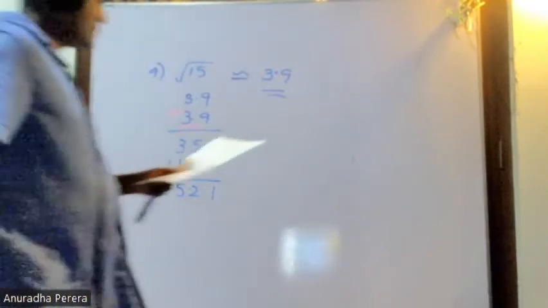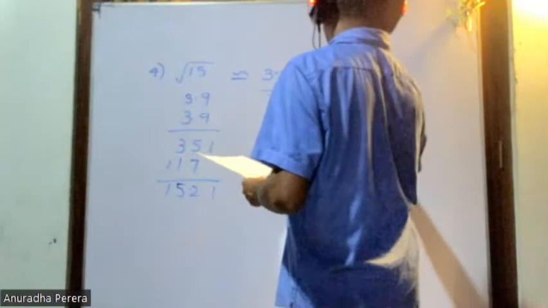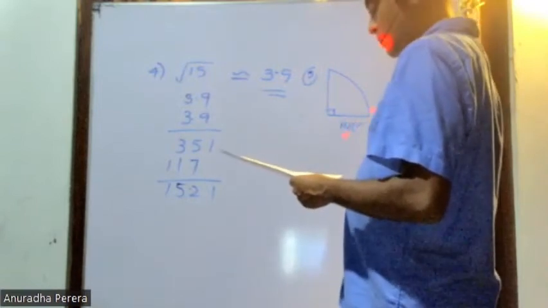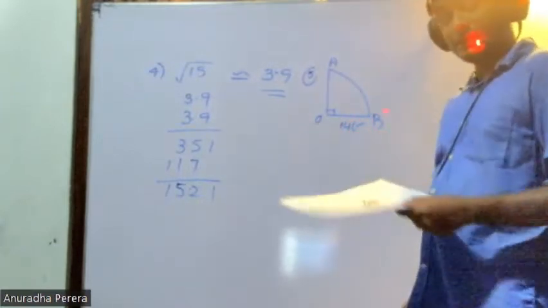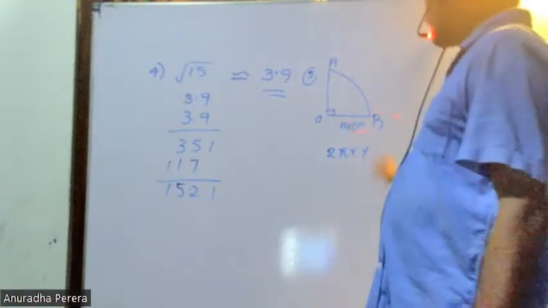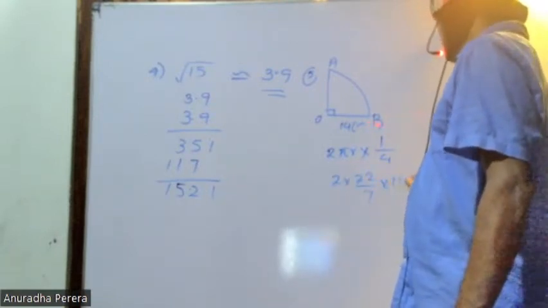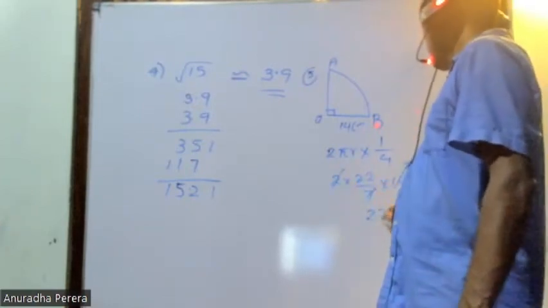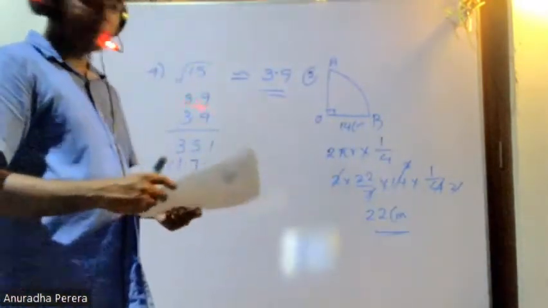Question number 5. OAB is a sector of a circle. Find the arc length AB. Arc length is equal to 2πr multiplied by 1 over 4, as this is a quarter of a circle. 2 times 22 over 7, the radius is 14, times 1 over 4. Simplify by 7, then simplify by 2. The answer is 22 centimeters. Have you got it? Yes, sir.